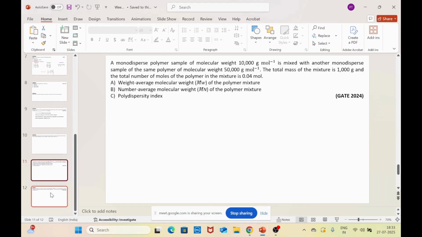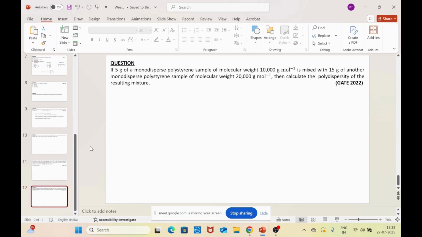Before that, let's go to this last question. We will come back to those two a little bit later, but let's do this. This will give more clarity on how to calculate number average molecular weight and then weight average molecular weight, as well as the polydispersity. So the question reads as something like this.